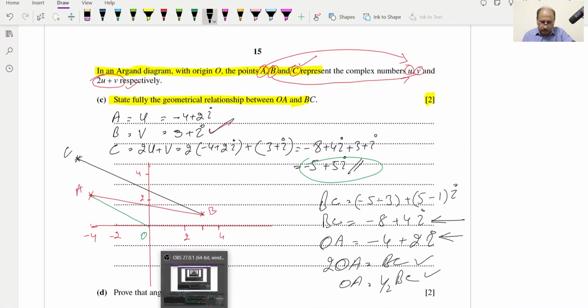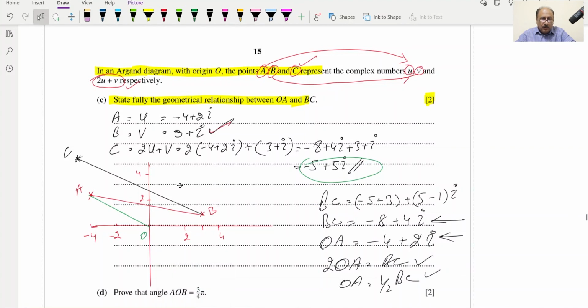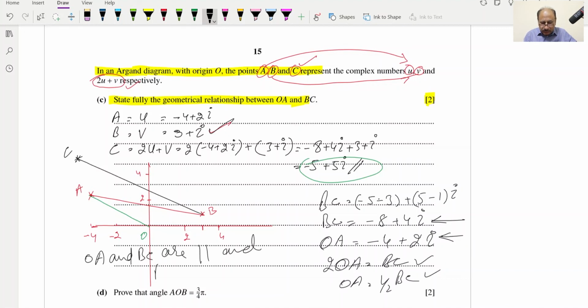And now basically this is the relation, which is we can write that OA and BC are parallel, number one thing, and the second thing is BC is equal to 2OA. These are the two things which we will be mentioning for this part.